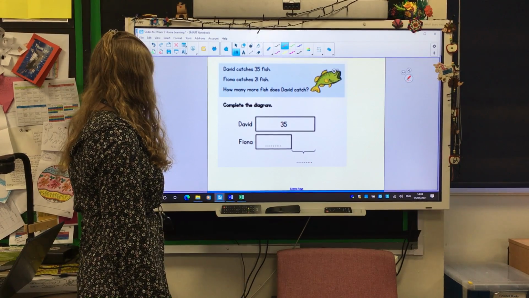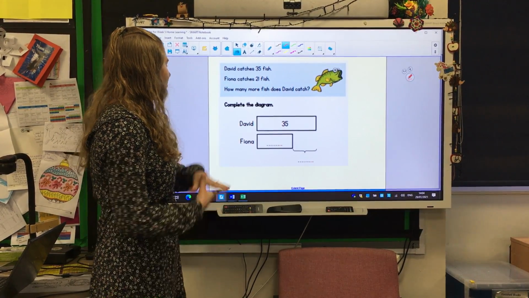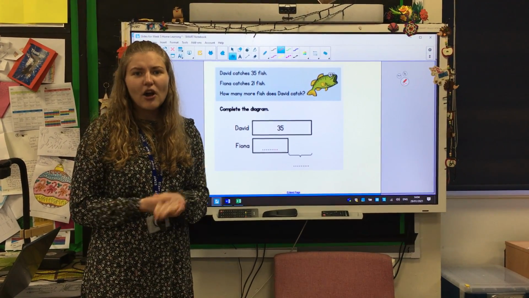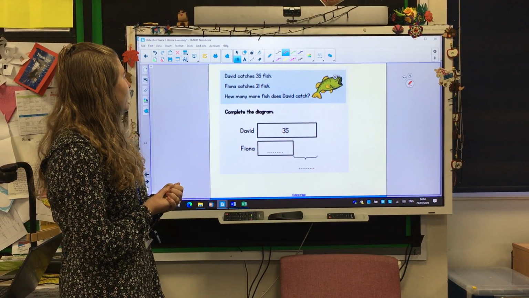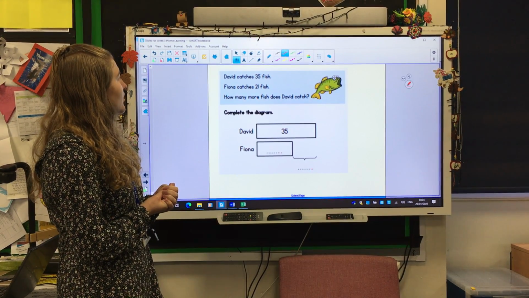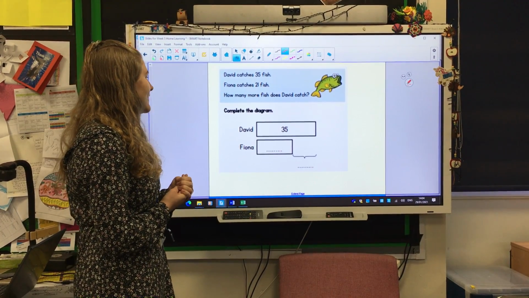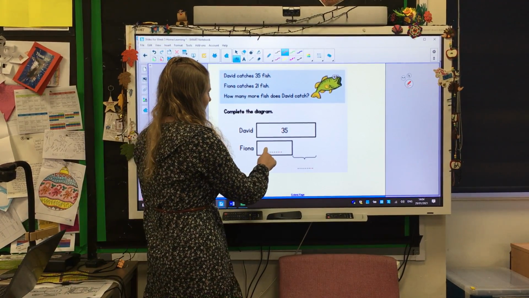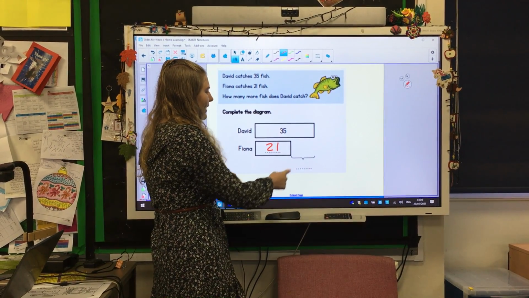Okay, I think this is the last one we're going to go through together, lovelies. Okay, and it's about David and Fiona on a fishing trip. So David catches 35 fish. Fiona catches 21 fish. How many more fish does David catch? So we know that Fiona has got 21. Okay, but we don't really care about that. We care about this bit.